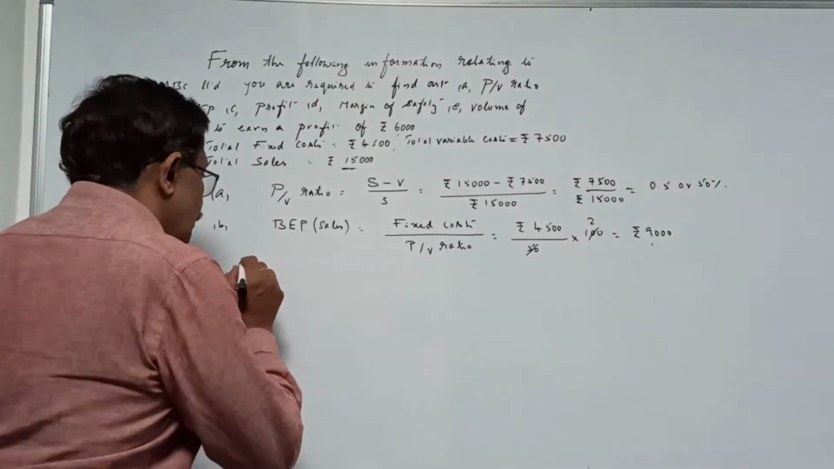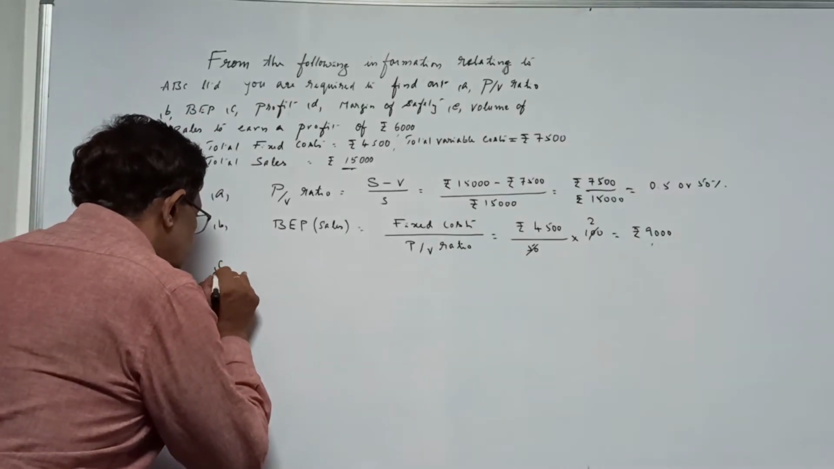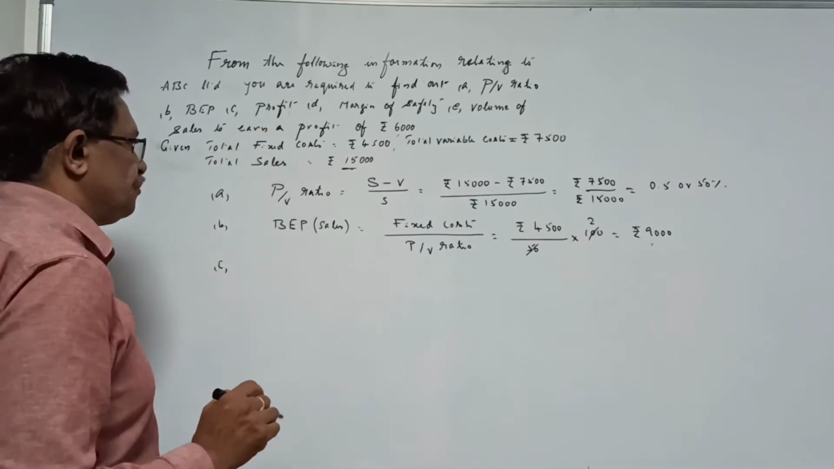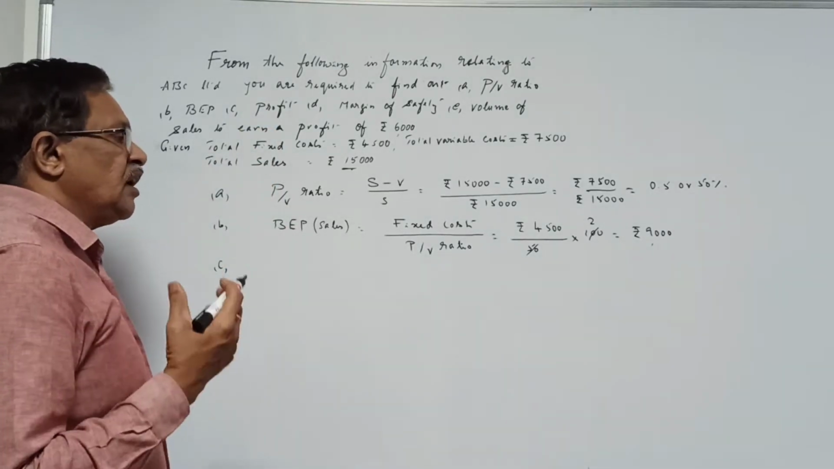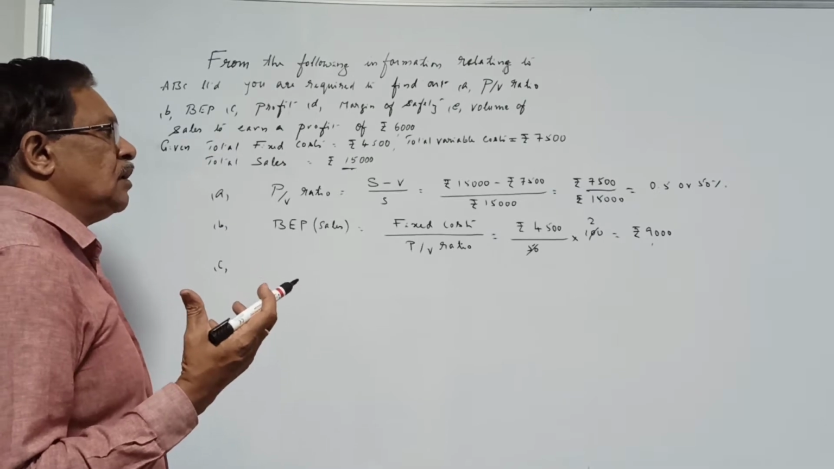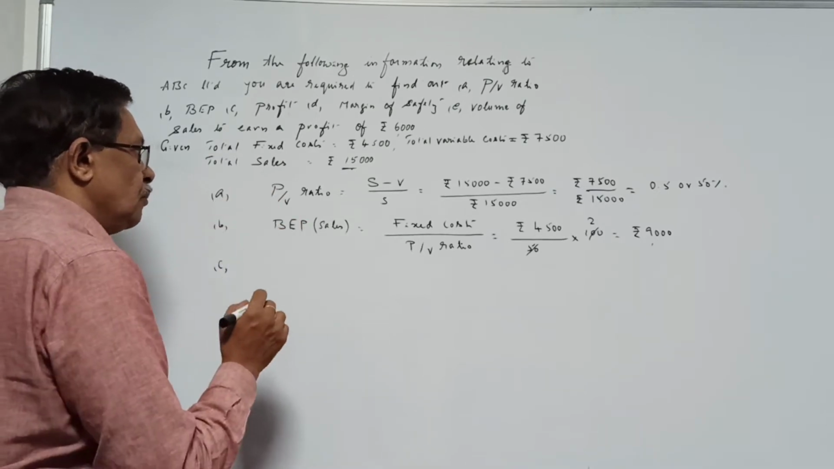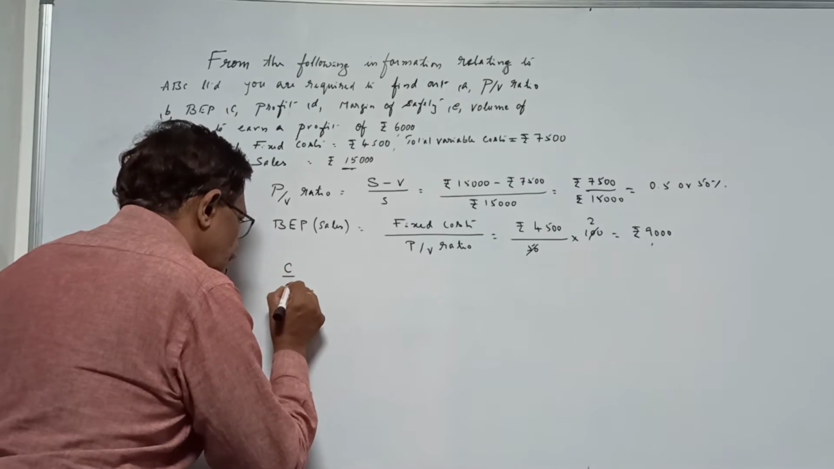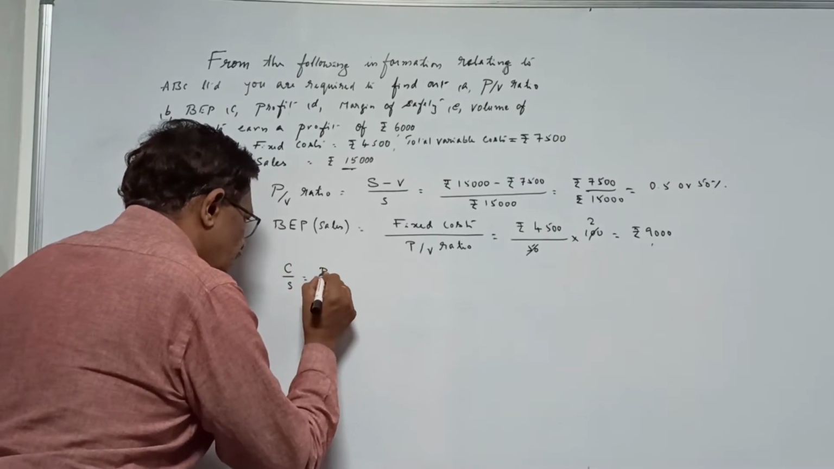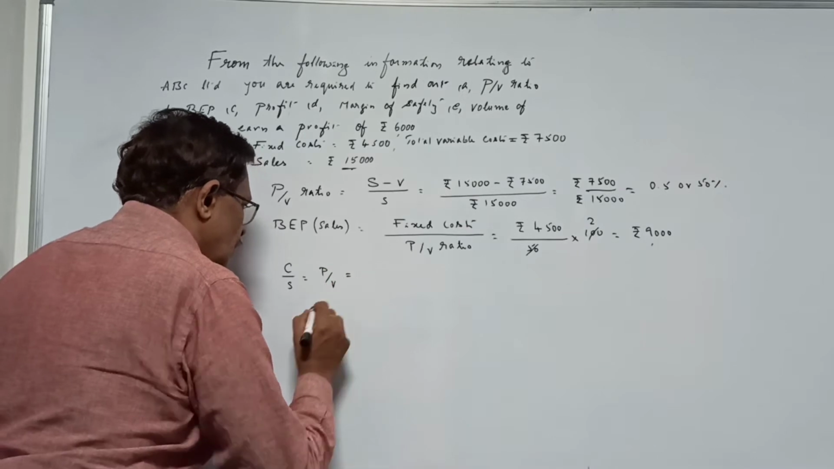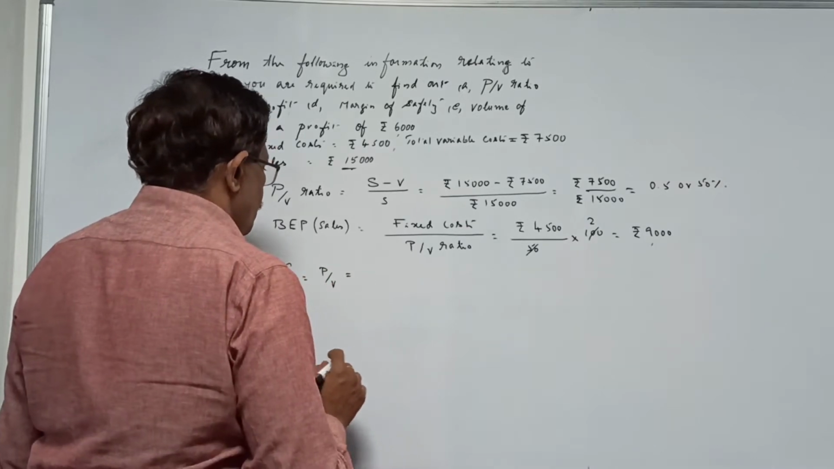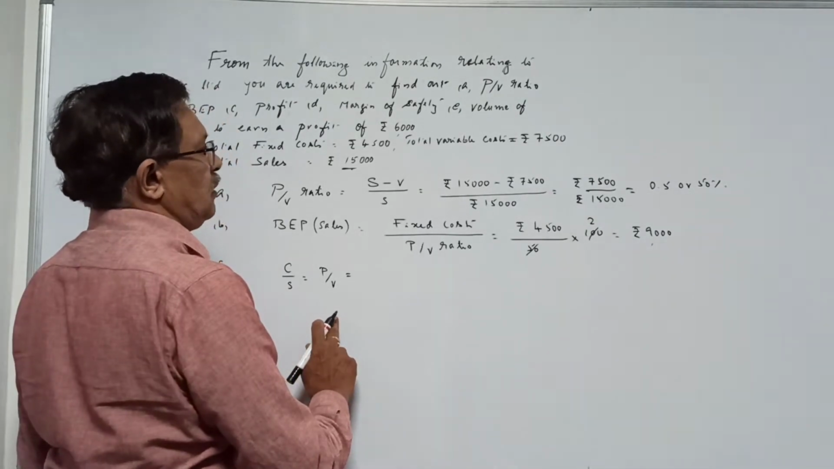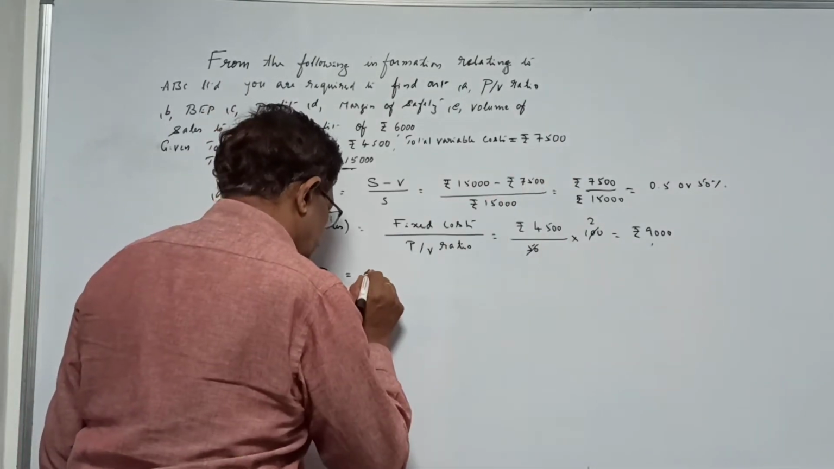Sales. Then he is asking us to find out the profit. We can get the profit by using the PV ratio. PV ratio is also known as C by S ratio. It is nothing but PV ratio. So C by S is nothing but 0.5.